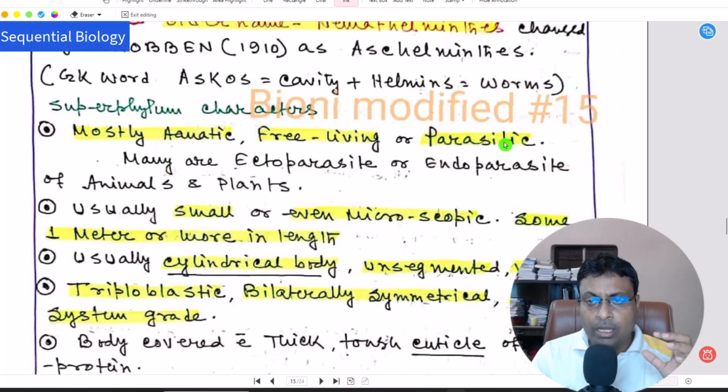Parasite means those organisms which reside in the host body, obtain nutrition from the host body and cause many harmful effects to the host. The members of the Superphylum are generally aquatic. They are free living or they may be parasite. Many are ectoparasite or endoparasite. Ectoparasite means when the parasite resides just outside of the body. And endoparasite means when they are present inside the body, they may be present inside the cell or in intercellular regions. The members may be ectoparasite or endoparasite.